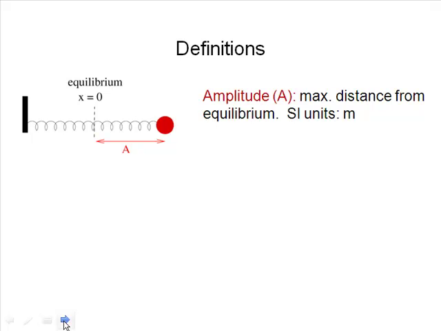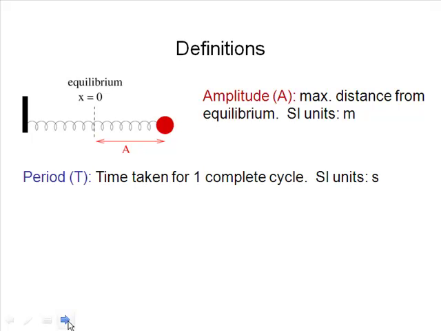So let's go over that one more time. Amplitude, if we're talking about a mass on a spring, is the maximum distance the mass moves from the equilibrium position. What is the furthest it gets away from the equilibrium position? That's the amplitude.